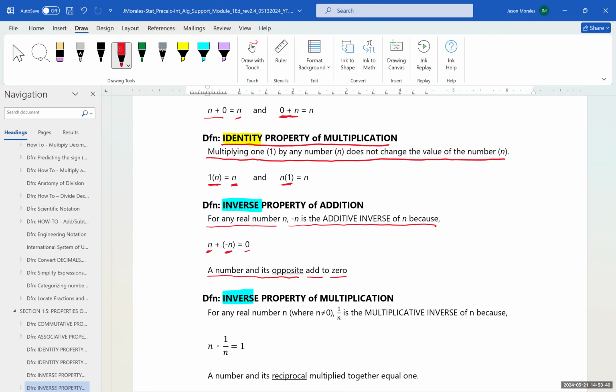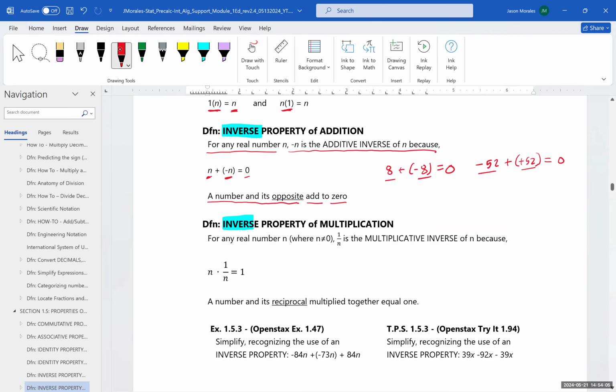So for example, if you had 8 and you add a negative 8 to that, that's going to add up to 0. So a number and its inverse. Or if you started with negative 52 and you added a positive 52 to that, that's going to be equal to 0 because these are inverses of each other.